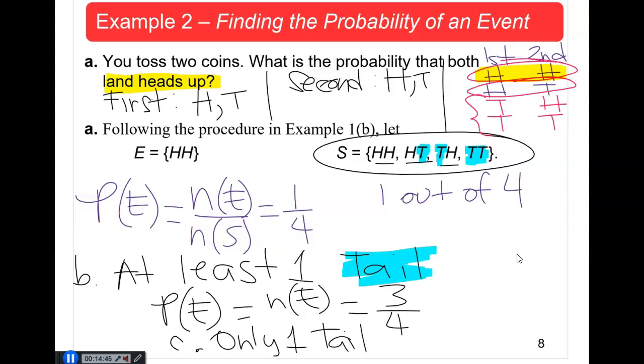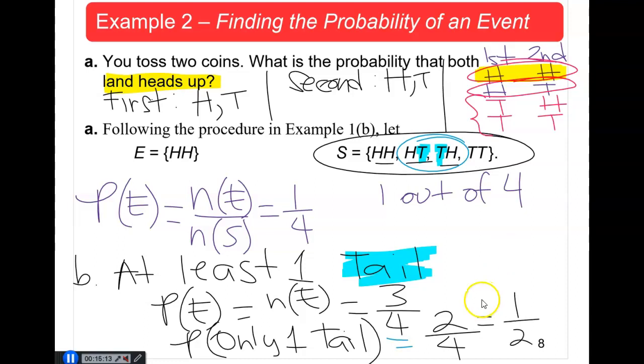So now if we say only 1 tail, then we're not going to consider the one at the end of the sample space. So it will only be the 2 in the middle, heads, tails, or tails, heads. And so for that one, the probability of obtaining only one tail will be 2 over 4, and simplified it will be 1 over 2, so 1/2.